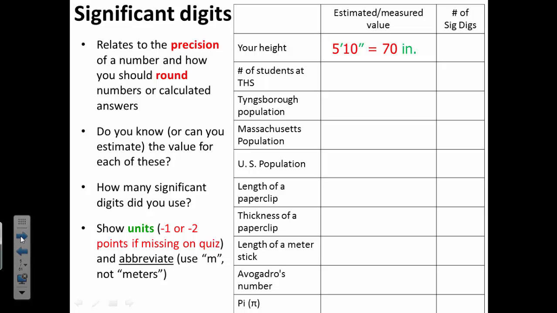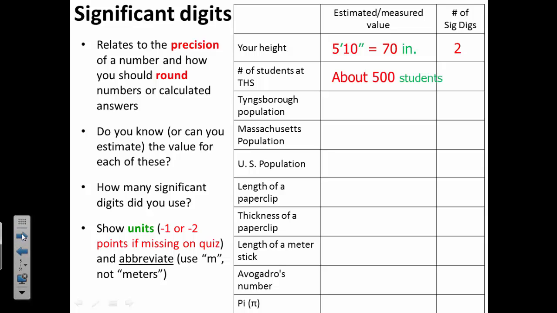So my height is approximately 5 feet 10 inches, or 70 inches. The number of significant digits there, if you look at the 70 inches, that's to the nearest inch. I'm not 60 inches or 80 inches. I'm 70, so that's 69 or whatever. So the number of significant digits is 2. I'm rounding to the nearest inch.